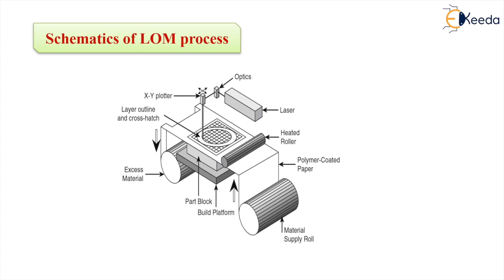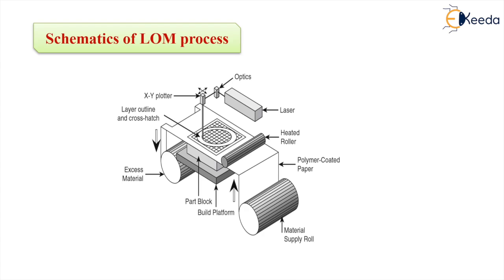When the paper is in position, the platform moves back up, so the new layer can be glued to the existing stack, and the process is repeated again and again. So this is laminated object manufacturing, or sheet lamination.